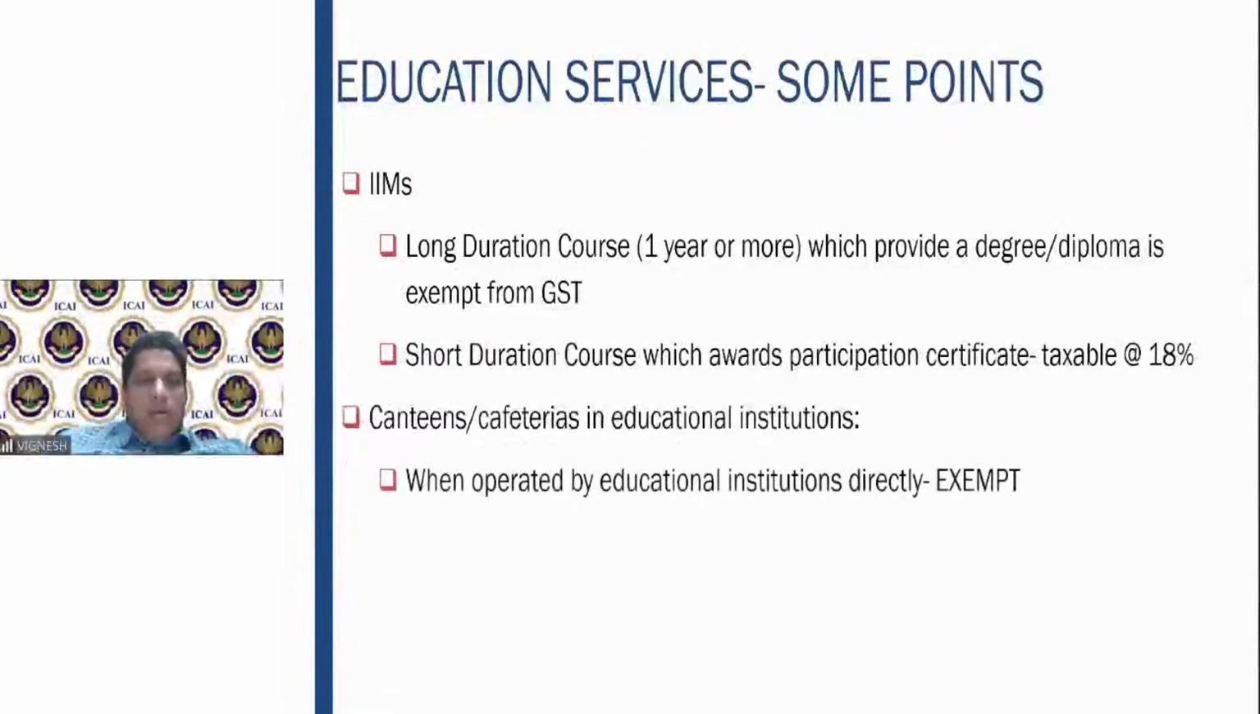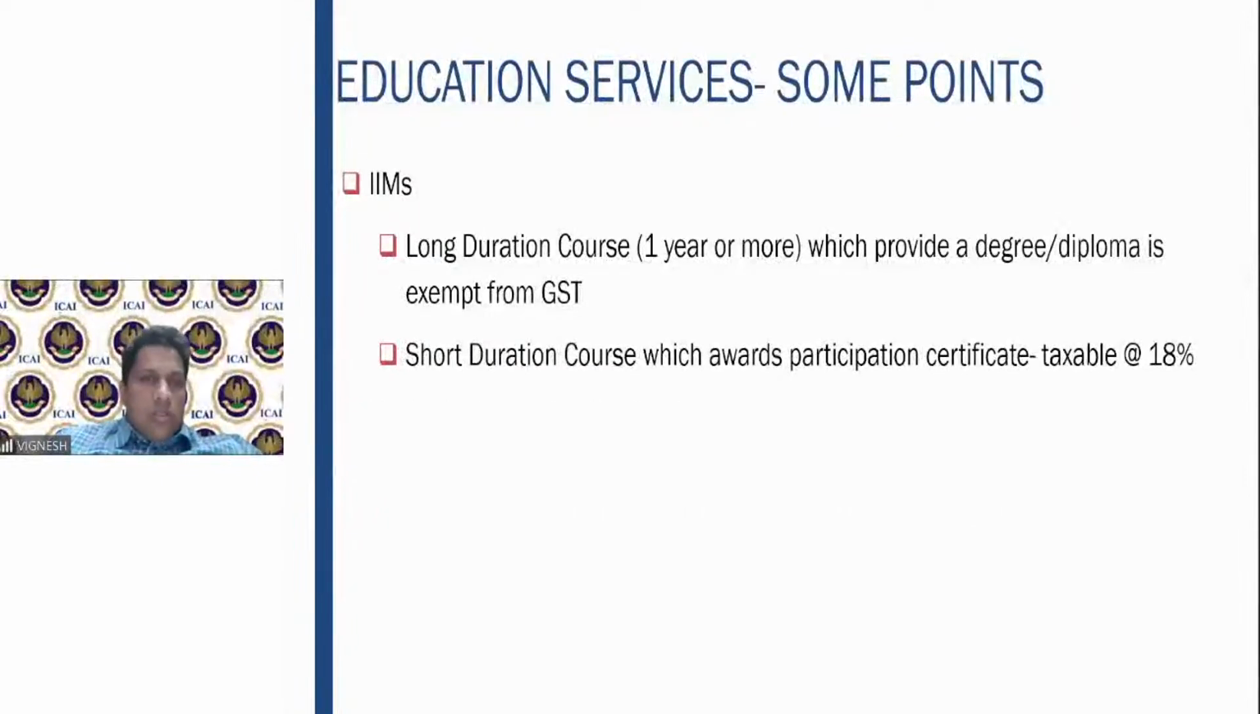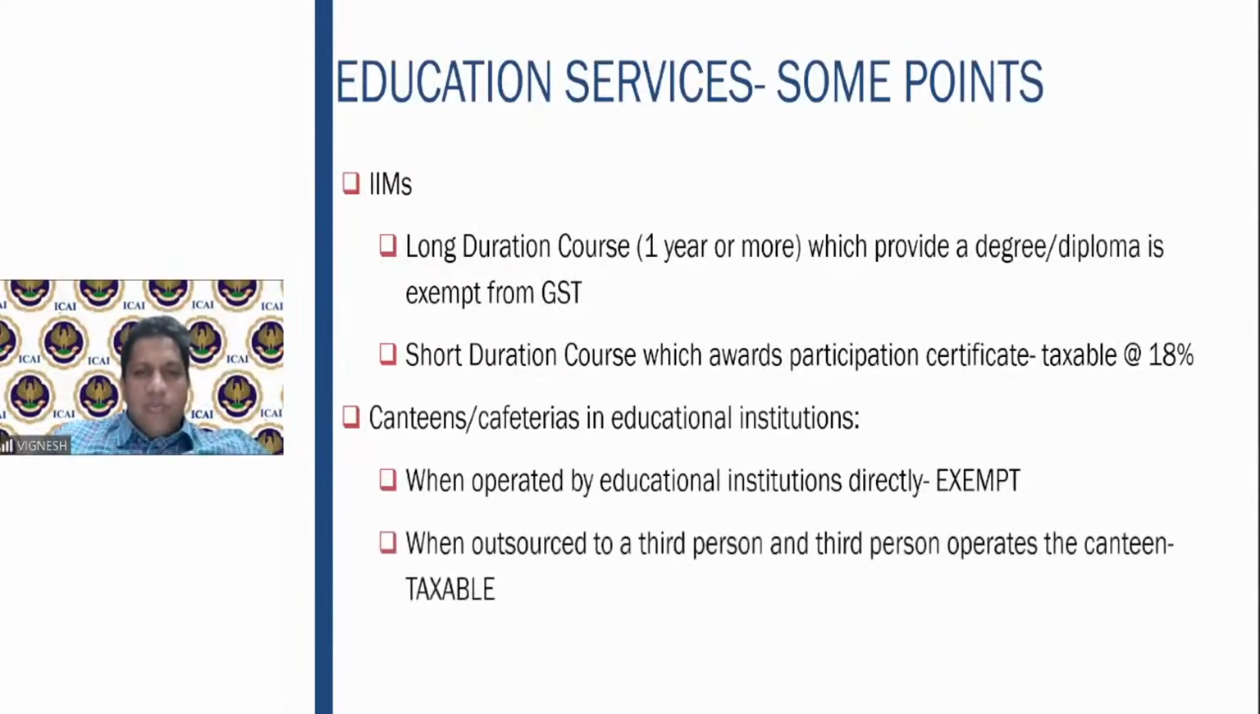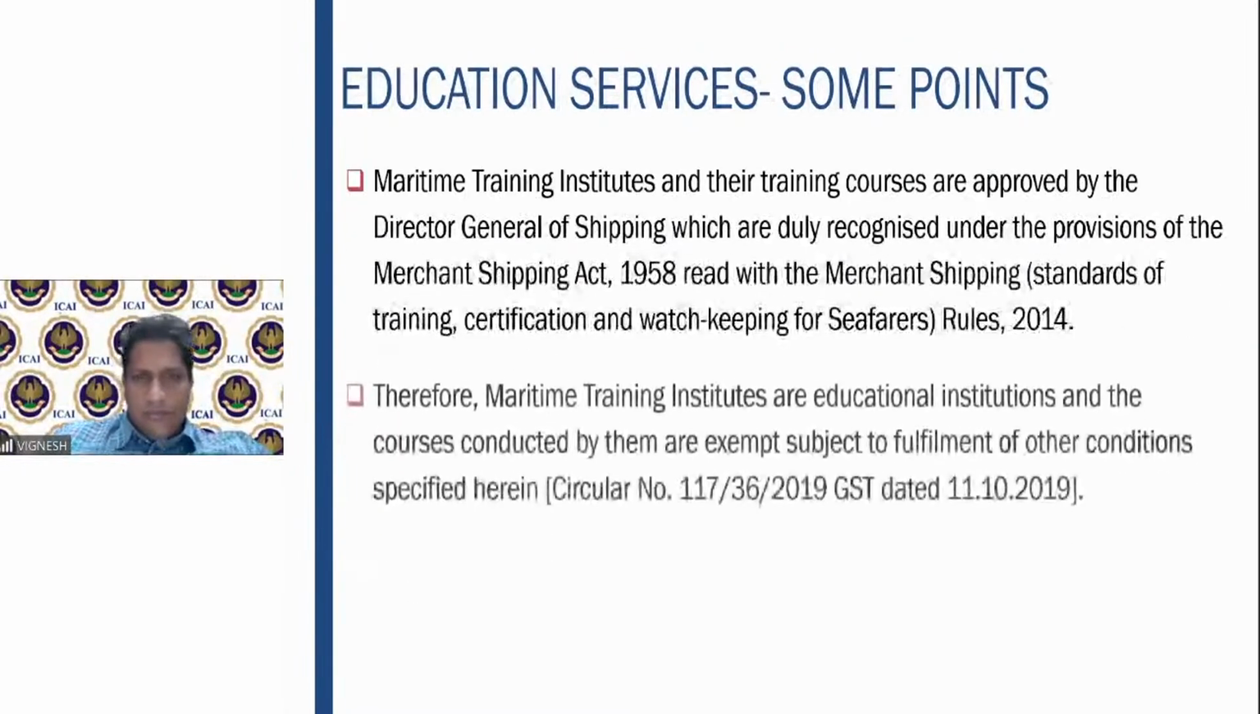But basically, a long duration course, which is one year or more, which provides a degree or diploma recognized by the law in force, is exempt. But a short duration course will give only a participation certificate, and that is taxable at 18%. Then with regard to canteens or cafeterias, it is clarified that if it is operated by the education institution directly, then it is exempt. If it is outsourced to a third person and the third person operates the canteen, it is chargeable to tax.